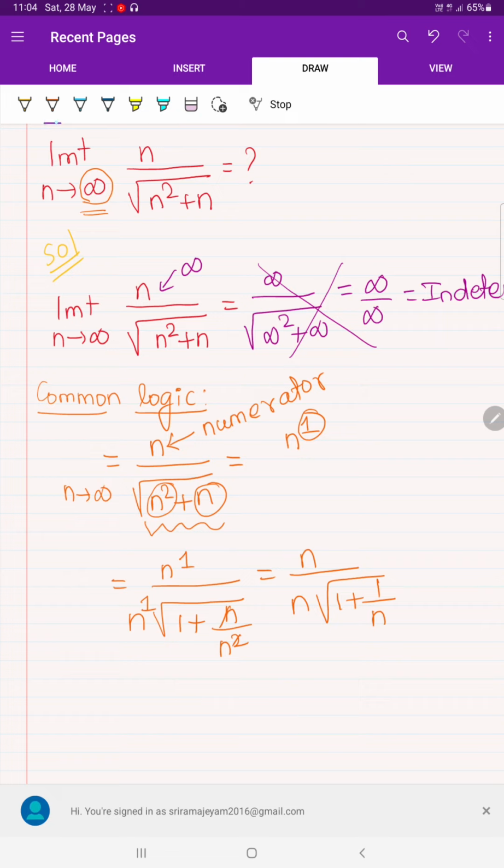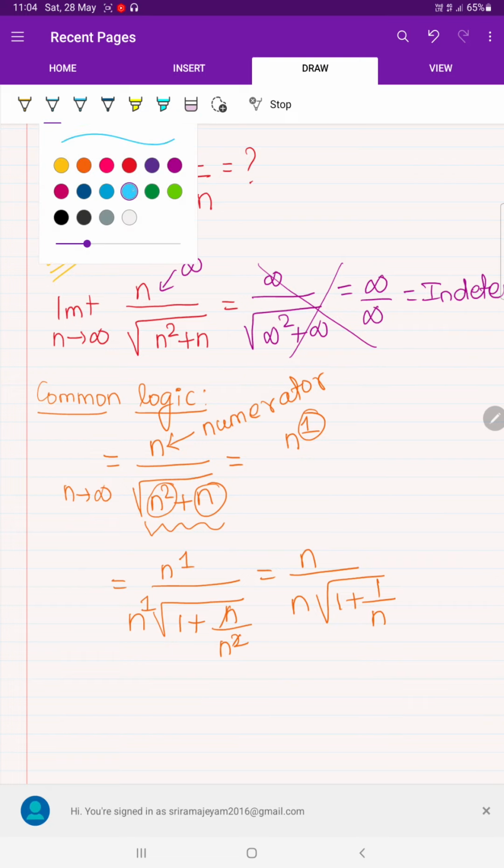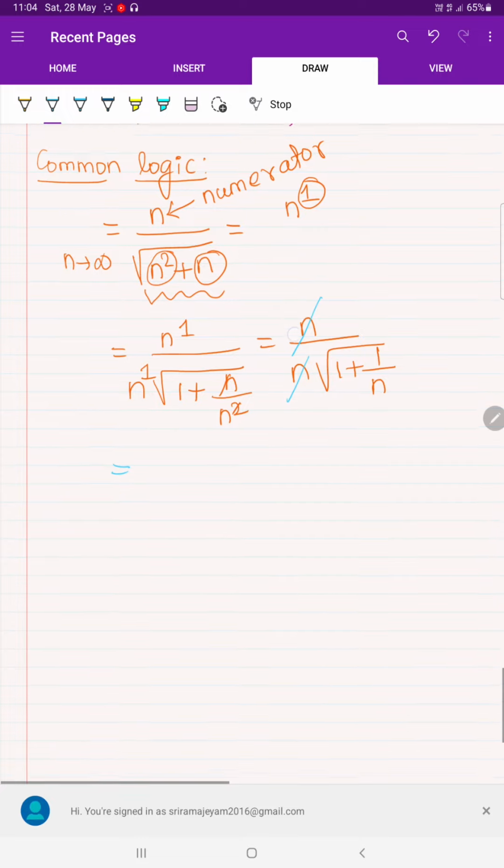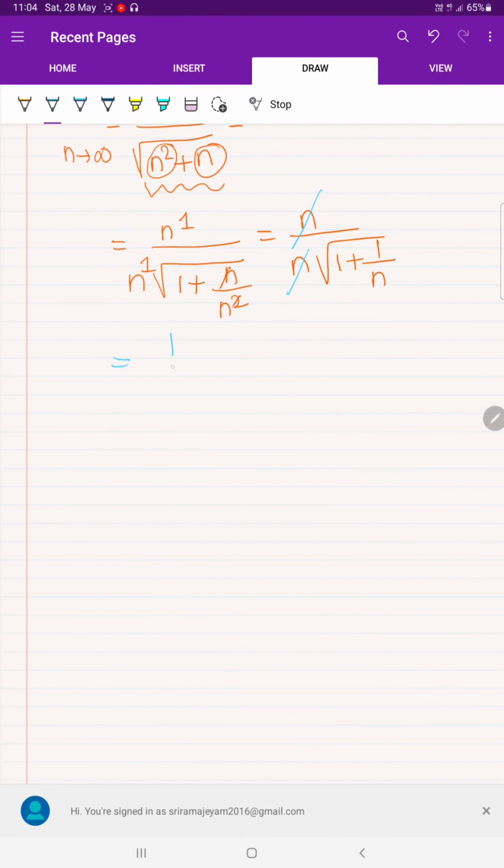Okay, sir. Just continue this approach. What I was getting here is n is getting cancelled out. Finally, my resultant conclusion in this question is 1 upon square root of 1 plus 1 by n is my answer. Hereafter, see what I did.